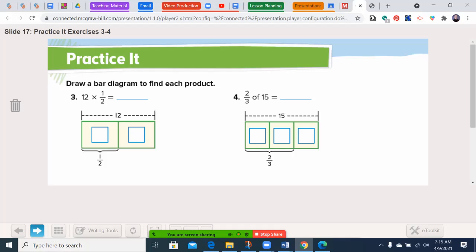Welcome back. Let's see how you did. 12 divided by 2 is 6. So there's 6 in each. And I only needed the total of one section. So 1 times 6 is 6. 15 divided by 3 is 5. So I put 5 in each. I only needed 2 of those sections. And 2 times 5 is 10.